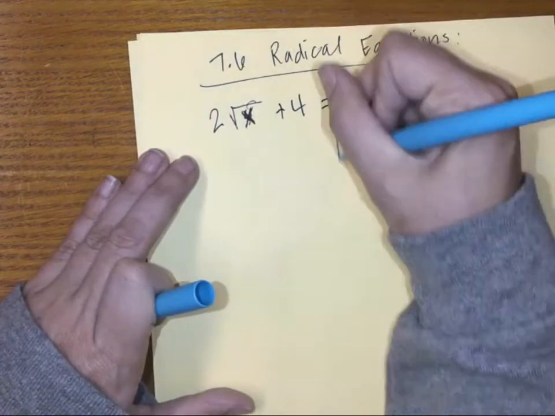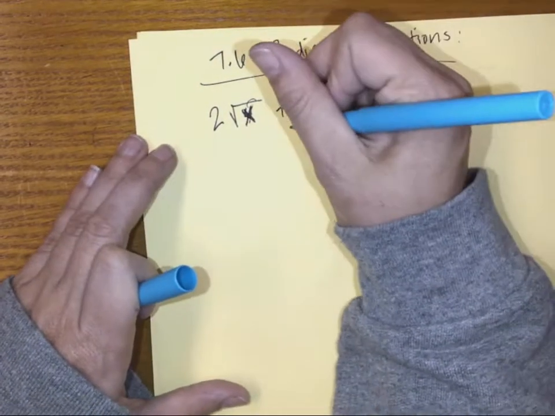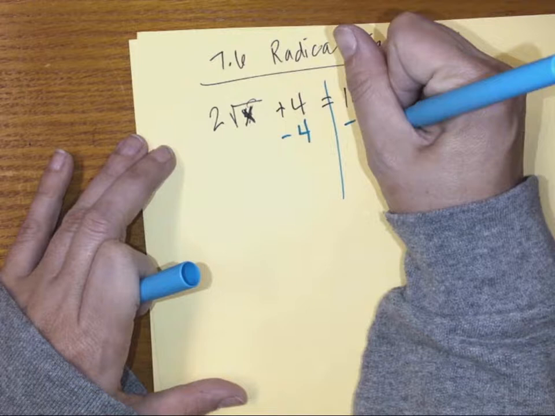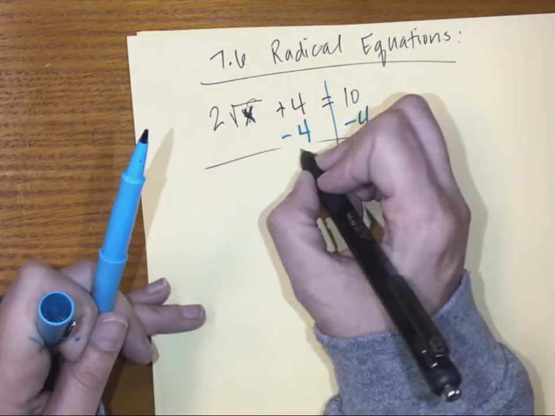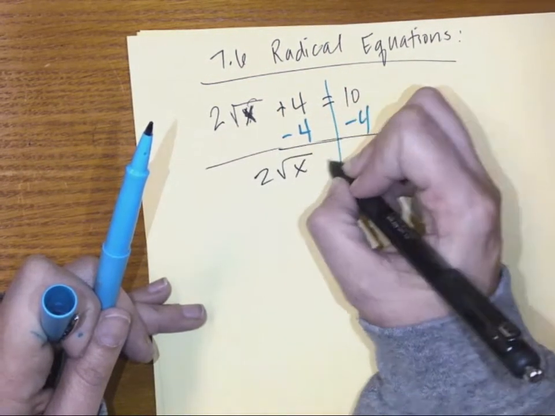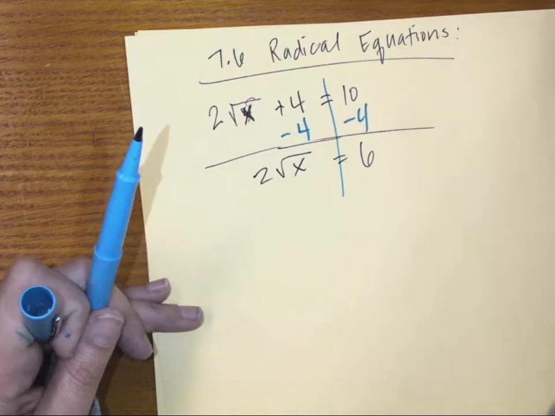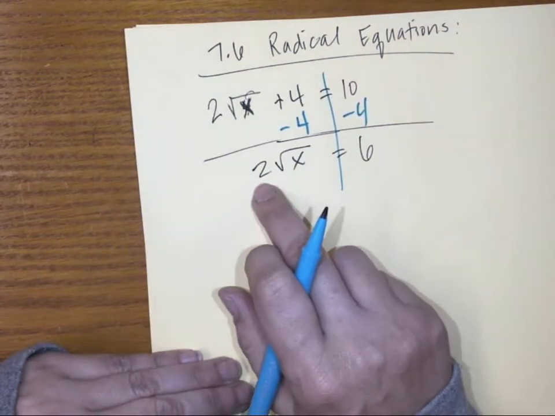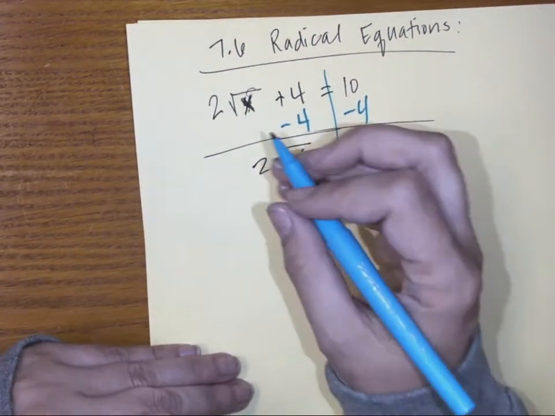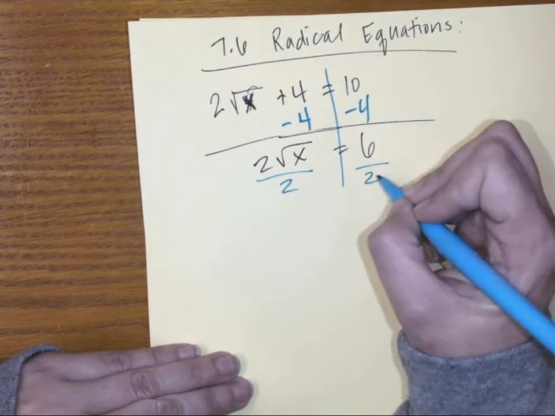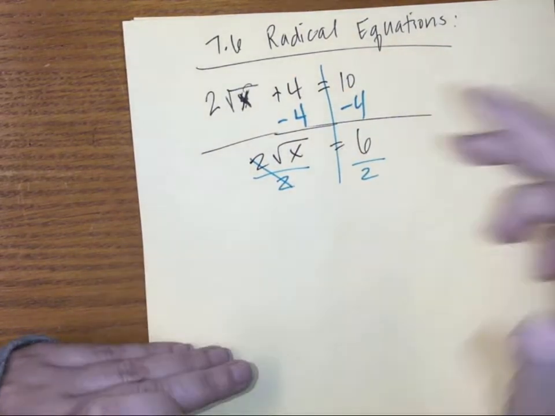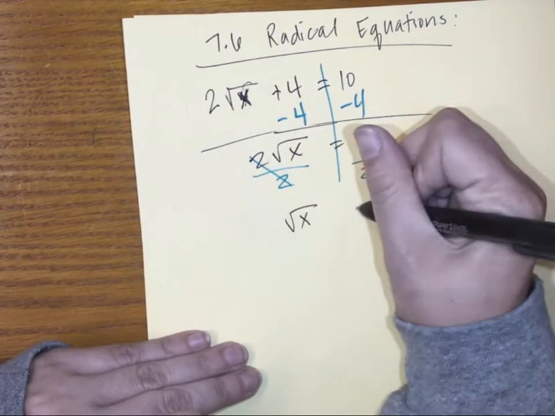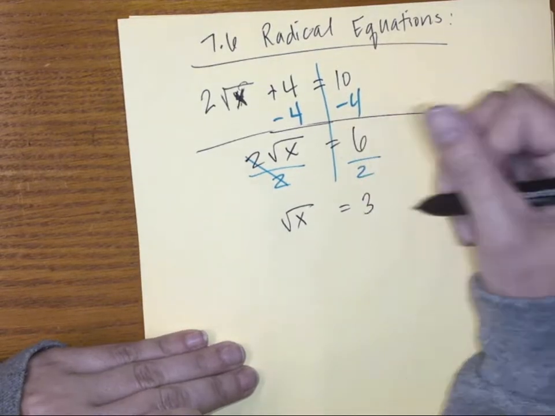I need to move the plus 4. To move the plus 4, I'm going to do the opposite of that. I'm going to subtract 4 from both sides. And I get 2 times the square root of x equals 10 minus 4, which is 6. Now I have 2 times the square root of x. I need to undo the 2, so I'm going to divide both sides by 2. And I get the square root of x equals 6 divided by 2, which is 3.